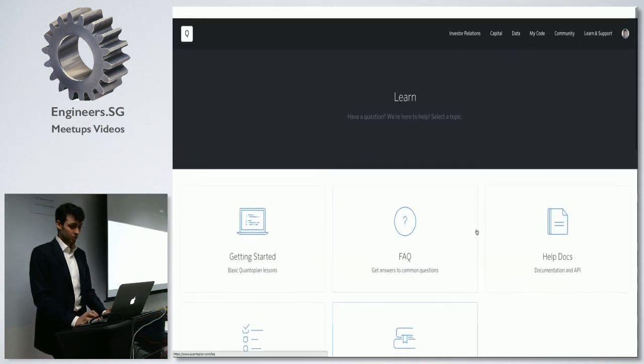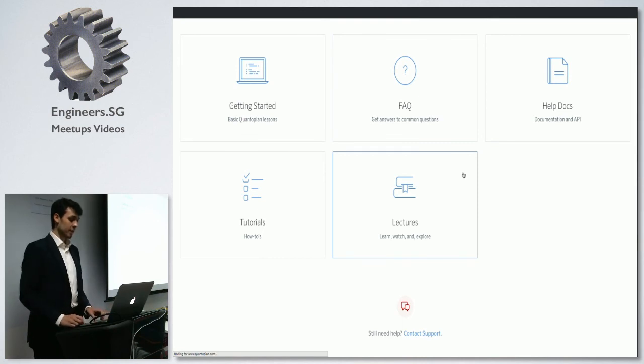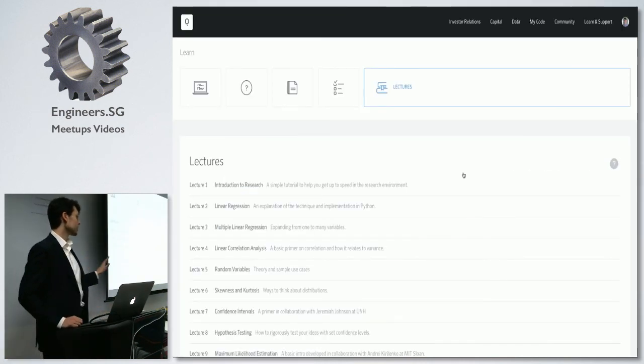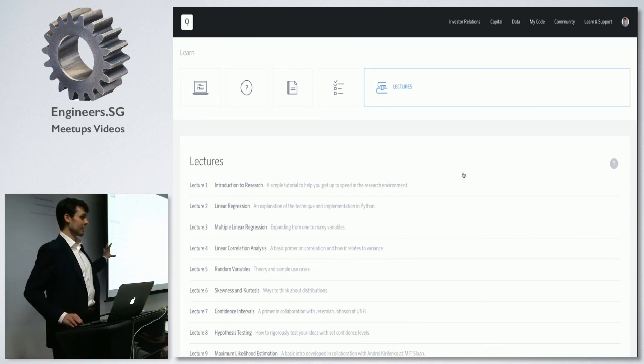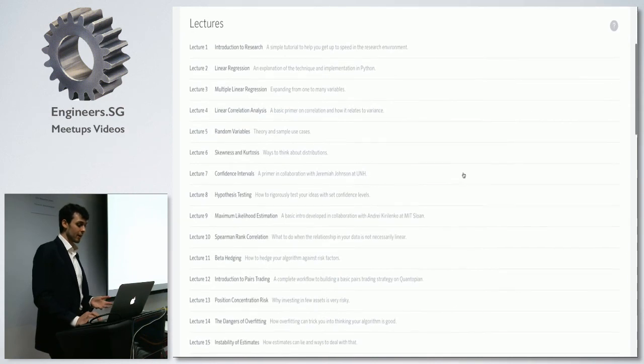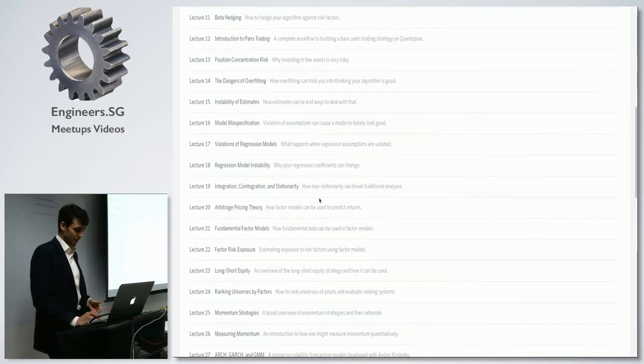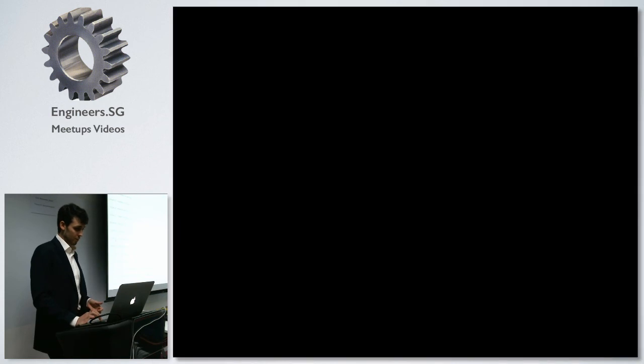If you go to Learn and Support Learn, there's a tab here for lectures. And again, all of this is free and available. You can afterwards go home and look at it and realize how terrible it actually is and then write me angry emails. But you can check it out on your own. And it's all implemented in Jupyter notebooks. So I'll just go ahead and drop right into the first notebook that we're going to talk about.